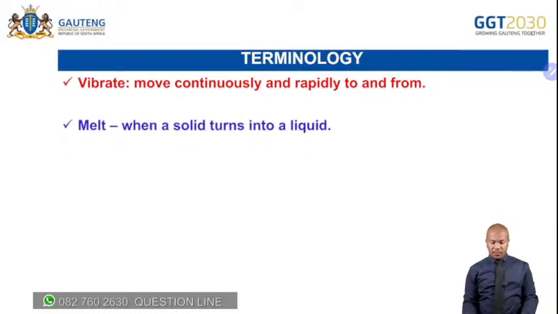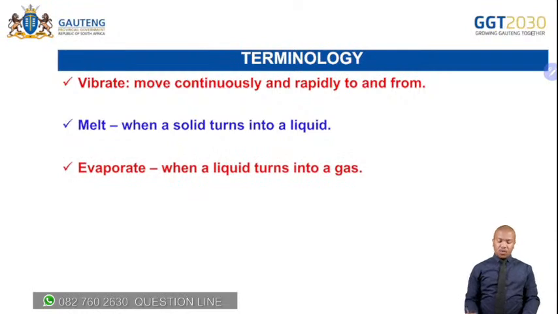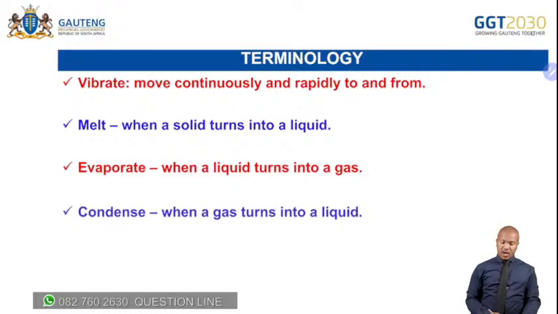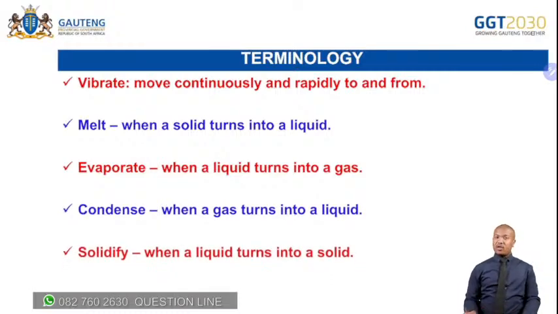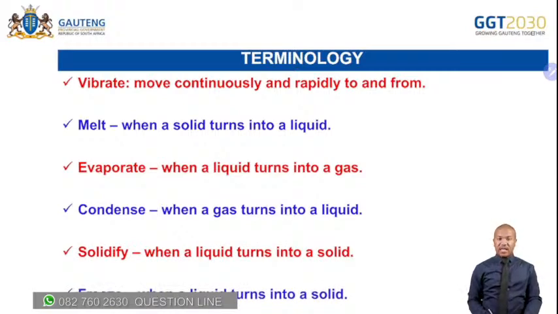We have melt. When talking about melt, it means when a solid turns into a liquid. Evaporate is when a liquid turns into a gas. Now condense is when a gas changes to form what? A liquid. And solidify is when a liquid turns into a solid. Lastly, freeze. That's when we are taking a liquid and turning it into a solid.